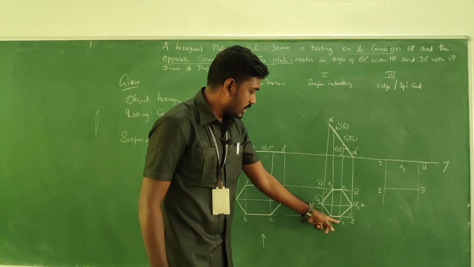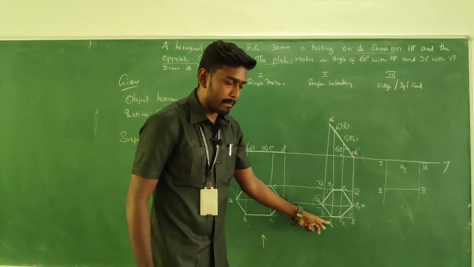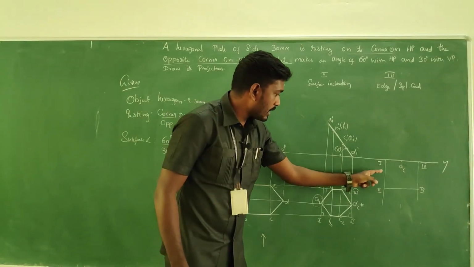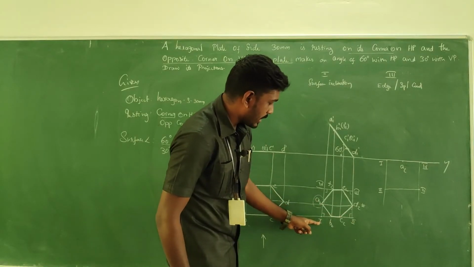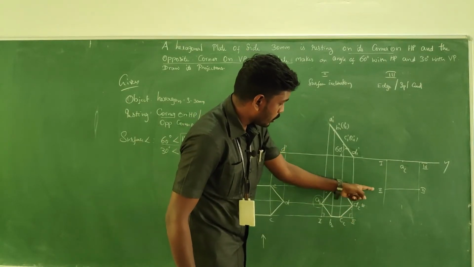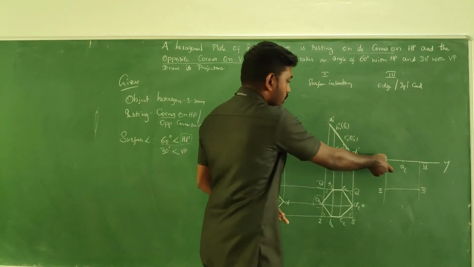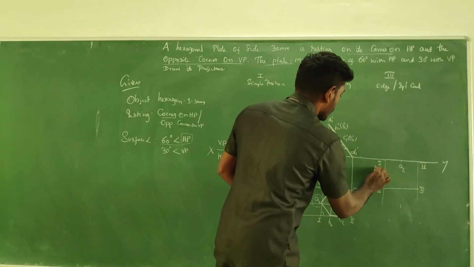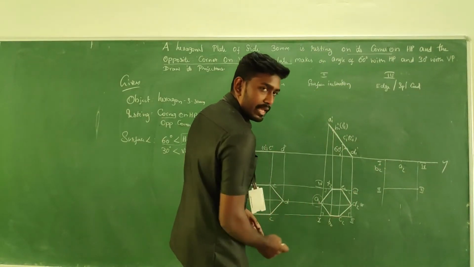And then see where B is located. B is located between 1 and 2. So 1 and 2 is here. Measure the distance from 1 to B and convey it. So this becomes B2.